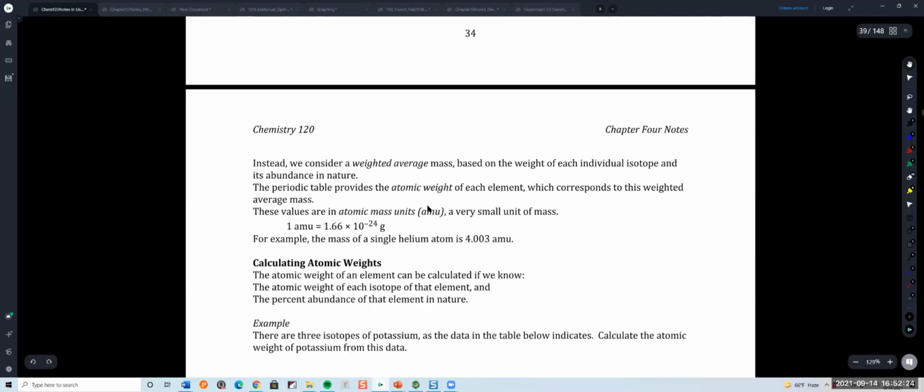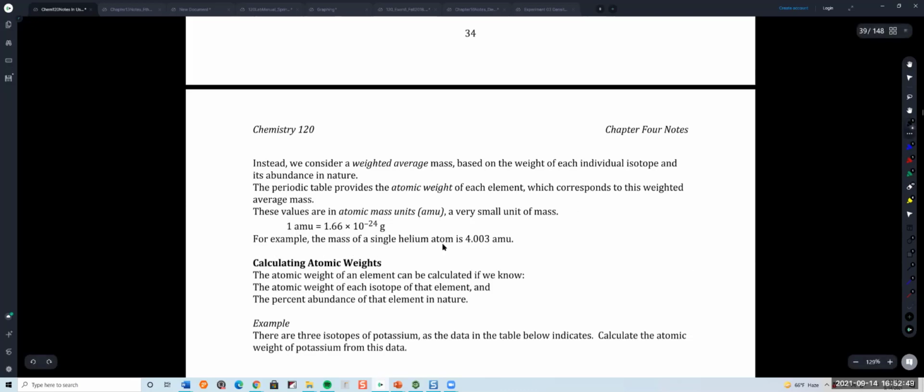The units we're going to use for this are called AMUs, or atomic mass units. In Chem 130, I think the book uses the letter U instead, but AMU. And it's an incredibly small unit of mass. So when we talk about an AMU, it's 1.66 times 10 to the minus 24 grams. You don't need to know that by memory, okay? Don't worry about memorizing that equation.